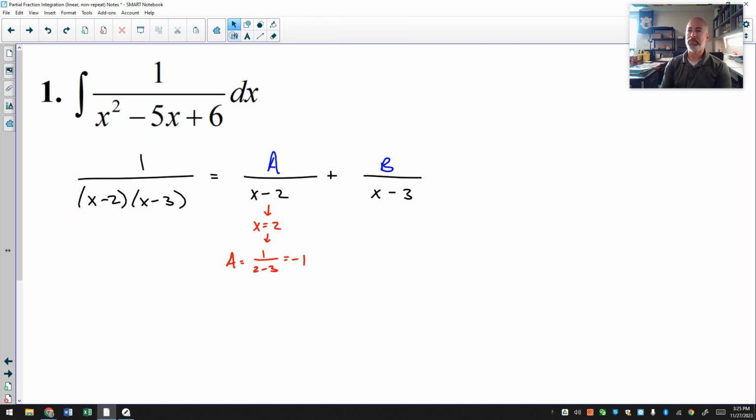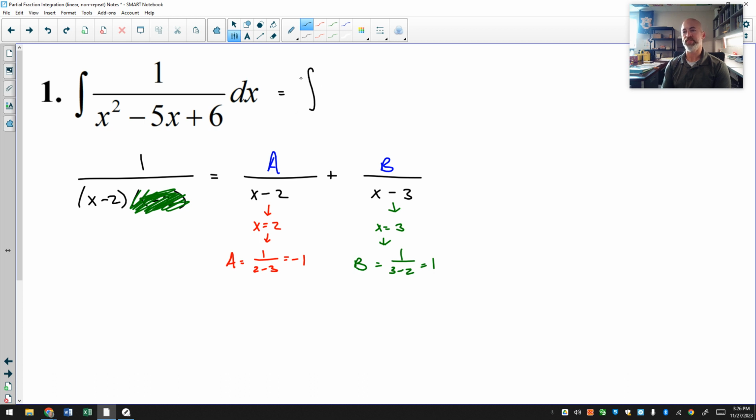I'll look under my B, and the value of x that makes that 0 is 3. And so to get B, I will plug 3 in for every x except for the x where I got the value of 3. So I'm going to cover up that factor. B is going to be 1 over 3 minus 2, which is just 1, which means this problem, which was the antiderivative of 1 over this quadratic thing, can now be split up into two much easier antiderivatives.